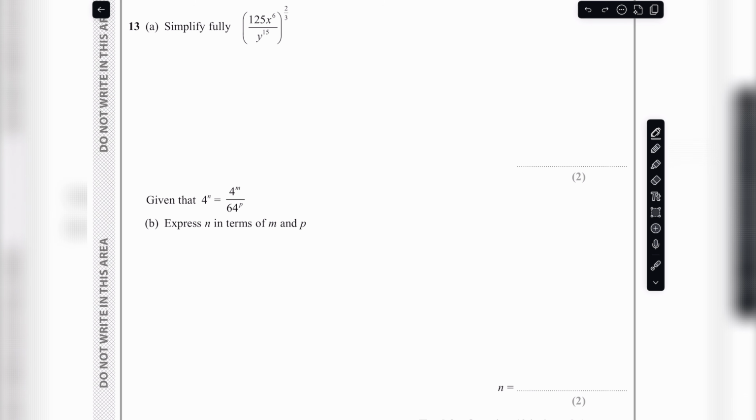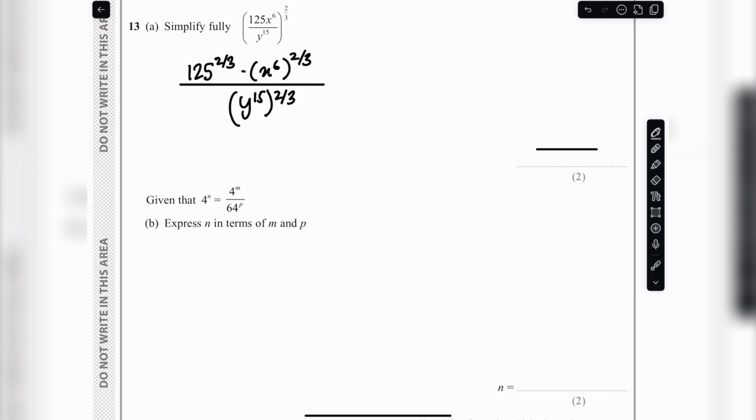In the first part of question 13, we are told to simplify fully this expression. So using the law of indices, I can simply write this as 125 to the power of 2 over 3 multiplied by x to the power of 6 all raised to the power of 2 over 3 divided by y to the power of 15 all raised to the power of 2 over 3. And so 125 to the power of 2 over 3 is simply 25, and x to the power of 6 raised to the power of 2 over 3 is the same as x to the power of 6 times 2 over 3, which is x to the power of 4, and y to the power of 15 raised to the power of 2 over 3 is the same as y to the power of 15 times 2 over 3, and that gives you y to the power of 10. So your final answer is 25x to the power of 4 divided by y to the power of 10.